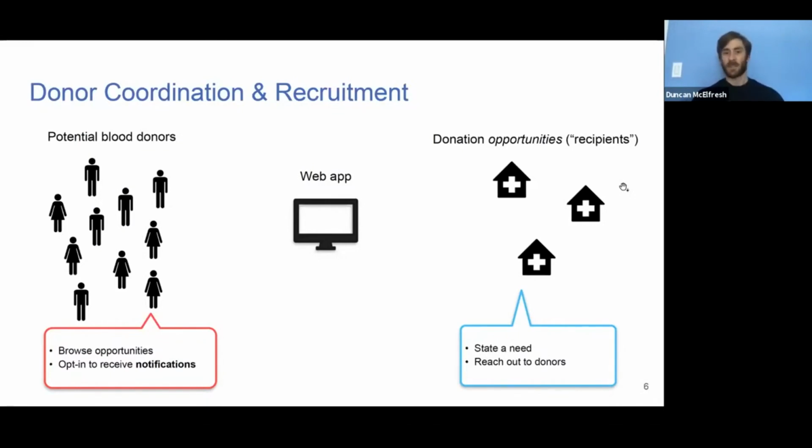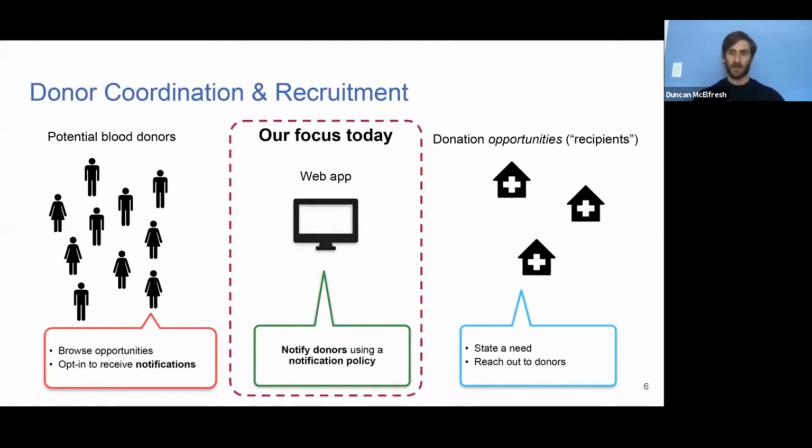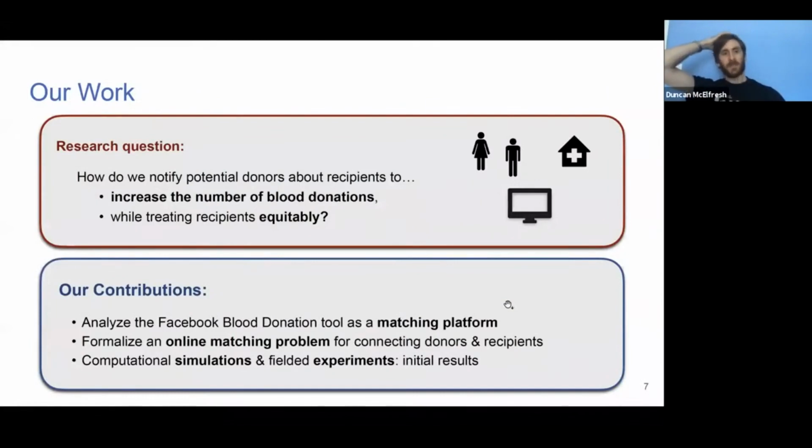Now, the recipients can state their need for blood, and they can also maybe reach out to donors or advertise themselves. The role of the web app that we're going to consider today is to notify donors about opportunities using a notification policy. So it's this behavior, the notification policy, that we're going to focus on today. From a high level, the research question we're trying to answer is how do we design a notification policy to increase the number of blood donations while also treating recipients equitably?